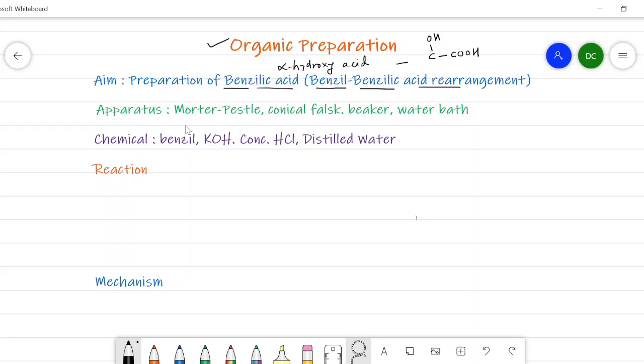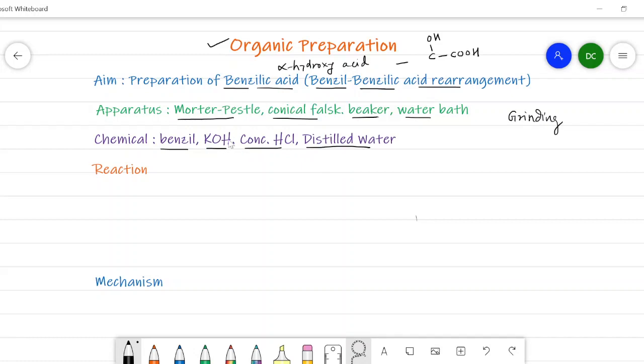For this preparation we require a mortar and pestle, conical flask, beaker as well as a water bath. The mortar and pestle is required because the preparation of benzilic acid is carried out under solvent-free condition and in a grinding condition. In addition to this apparatus, we require the chemicals such as benzil, potassium hydroxide, concentrated HCl, and distilled water.